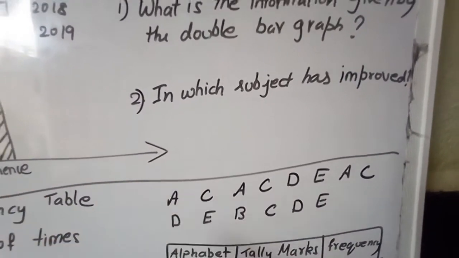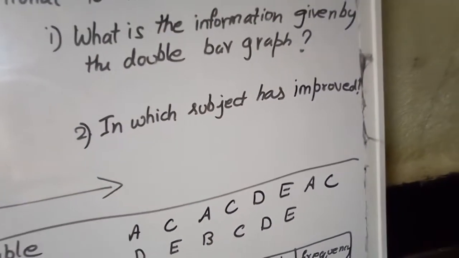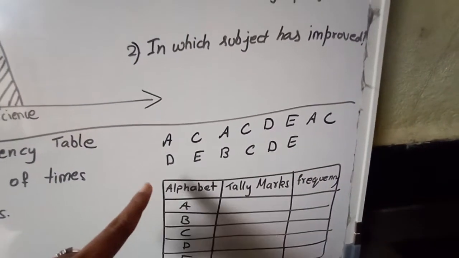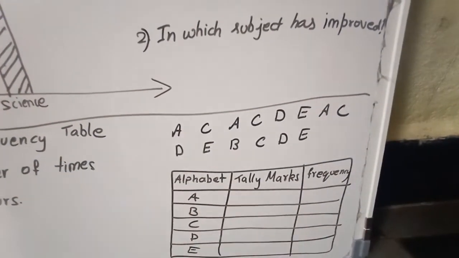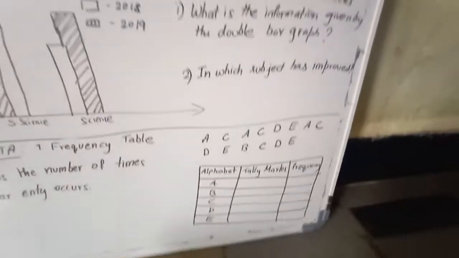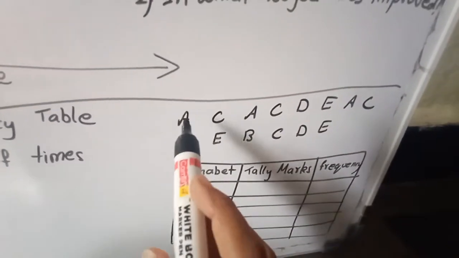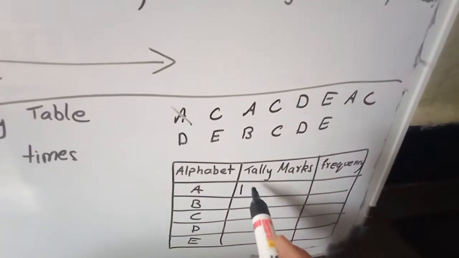See, these are alphabets, everyone knows that. How many are there, and how many times is each repeated? Let us see that now. In this way we can organize it in a systematic way: alphabet, tally marks, frequency. How can we do it here? A. Now let us do the tally marks. A one time. If you cross it, you will not get any confusion.